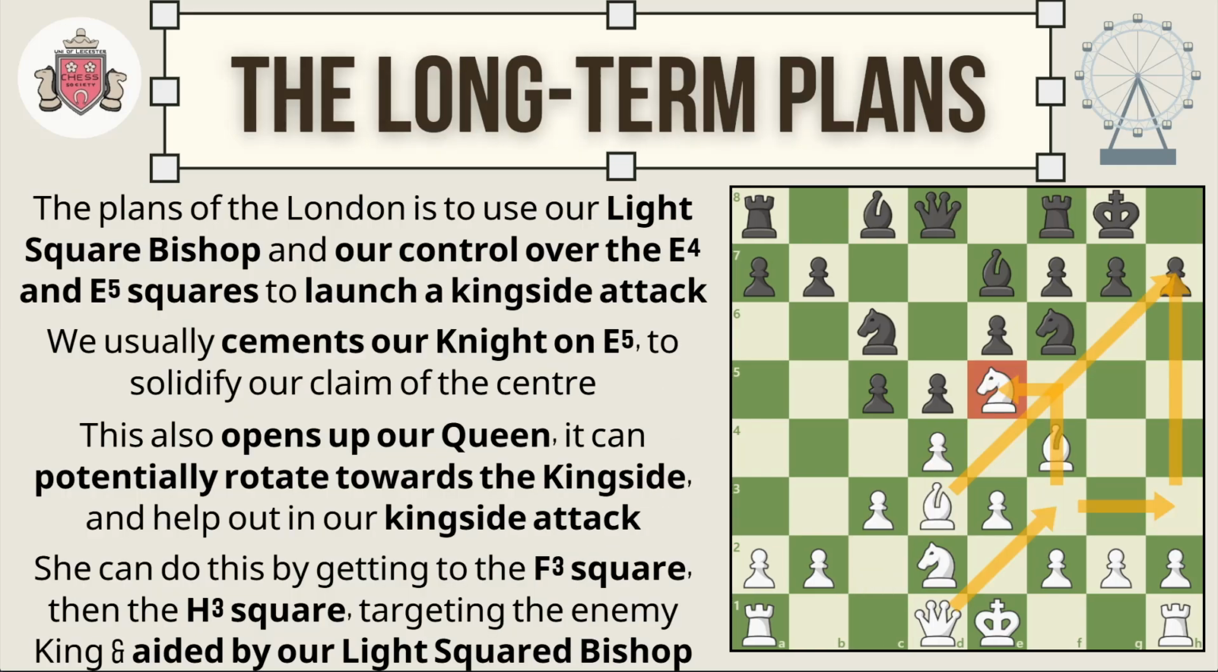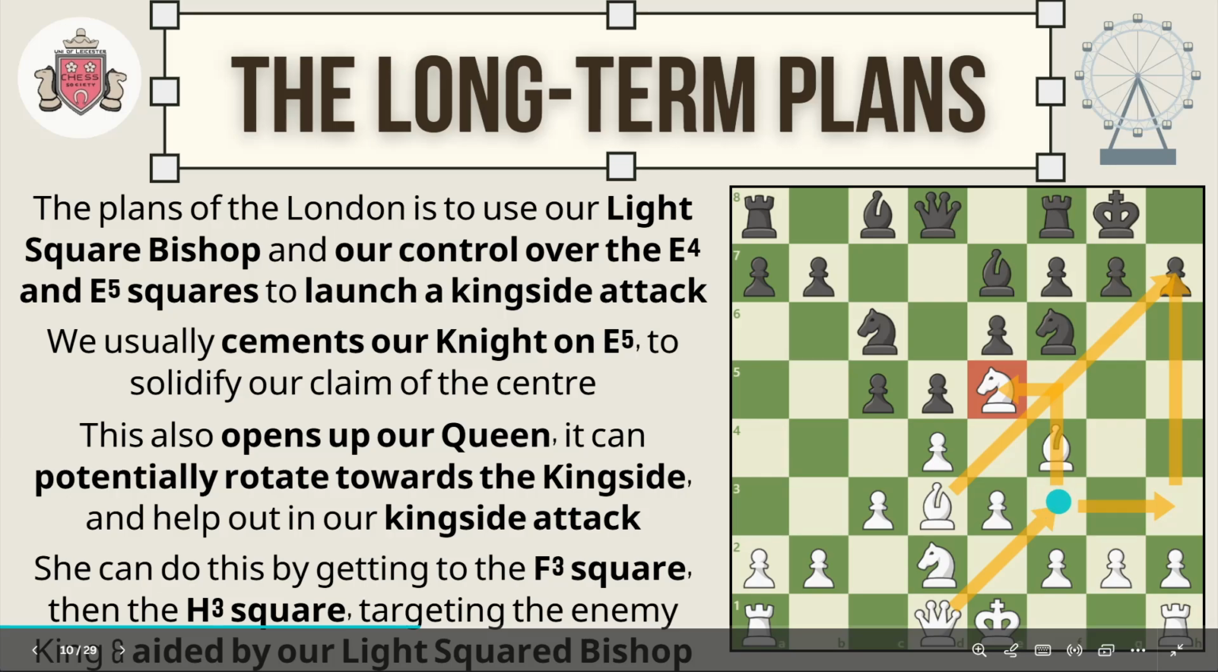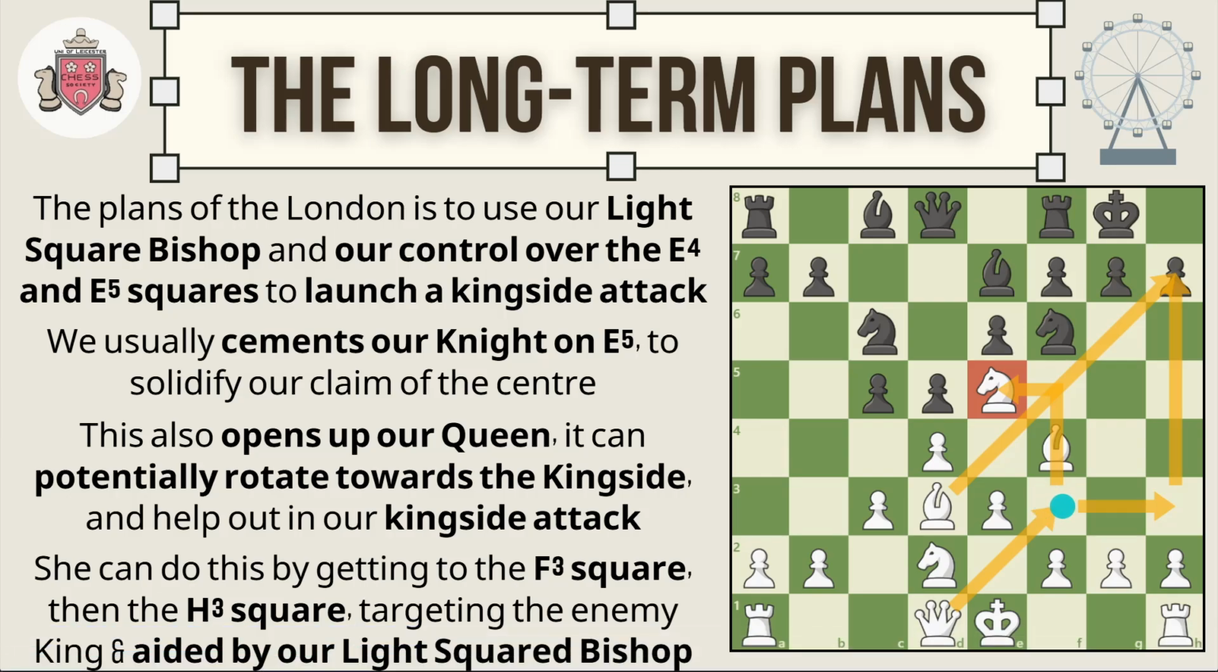Essentially, I talked to you before roughly about what the long-term plans of the London system are. At the end of the day, once you have sufficient control over those e4 and e5 squares, what you want to do is plant your knight into the center, so into the e5 square. Remember that the knight was previously on f3. We're trying to move it into the center and plant it there. We're going to leave it there, right?